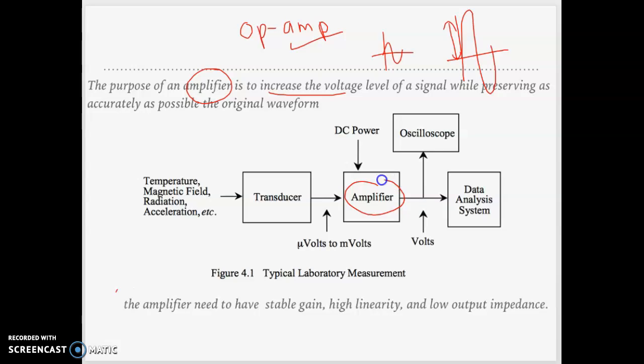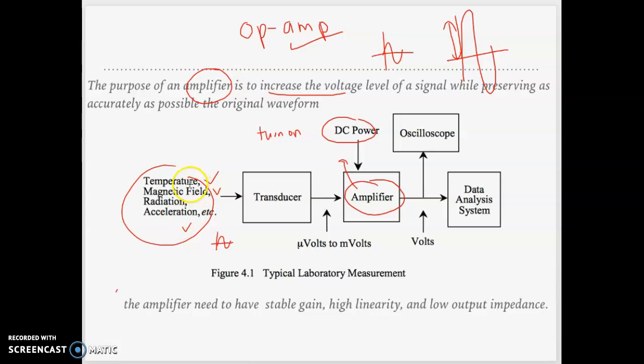So where does the op-amp play a role here? Here is your op-amp. Is an amplifier active or passive? An amplifier is an active device. What does active mean? You need DC power to turn on your active device. Once it is turned on, you can do the amplification where your input comes from temperature, acceleration, magnetic field or radiation. It's a small input.